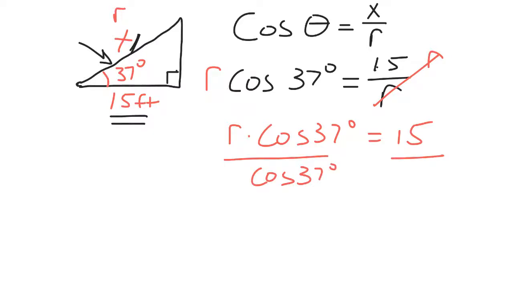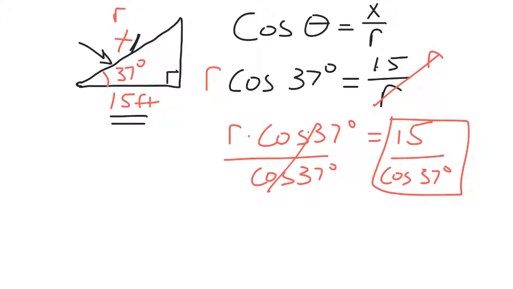So, oops, let me rewrite that. Cosine of 37. So, to find the answer for r when it's in the bottom, the first step is to get r out of the bottom, or any variable you're seeking. If it's in the bottom, get that out of there. And then find the answer by taking 15 divided by the cosine of 37. And that's about 18.78 feet.